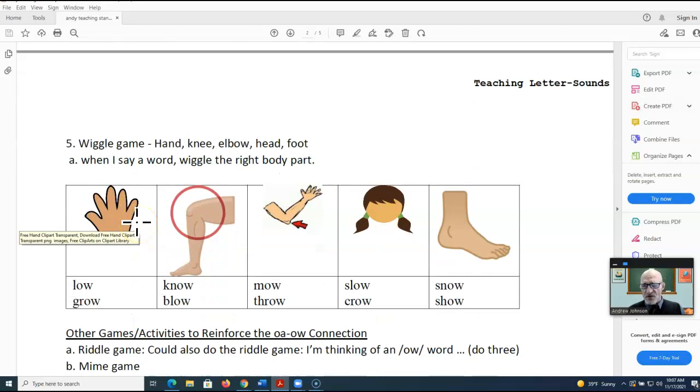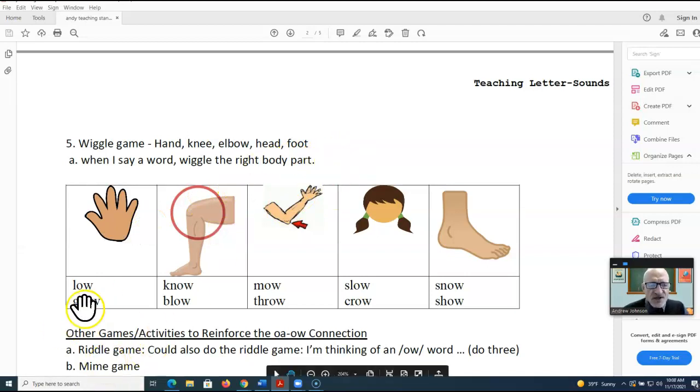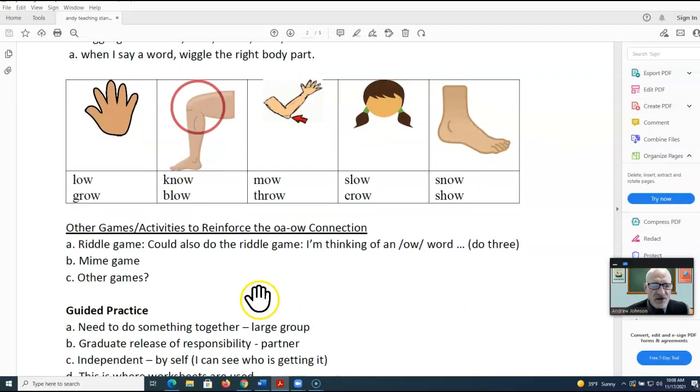And to reinforce even more, I like to get young students physically involved. I'd have a wiggle game. When I say the word, you have to wiggle that body part. Low, and they'd wiggle their hand. No, they'd wiggle their knee, elbow. You get the idea. And if I really wanted to have fun, and I do, maybe I'd pick a couple students and we'd create a dance. I'd go low, low, bow, low, low, slow. You get the idea. We're having fun. We're reinforcing letter sounds and getting them physically involved.